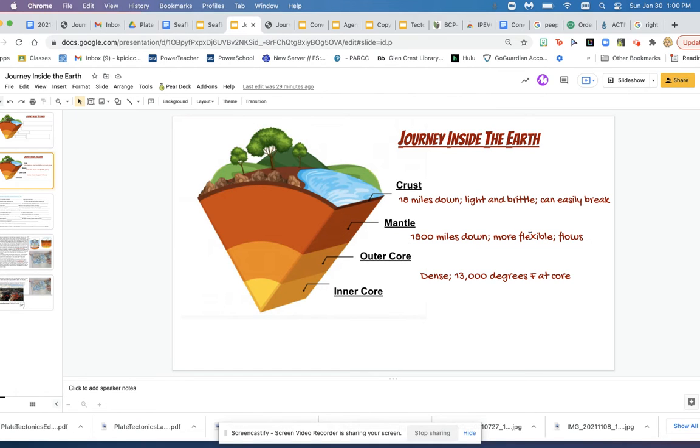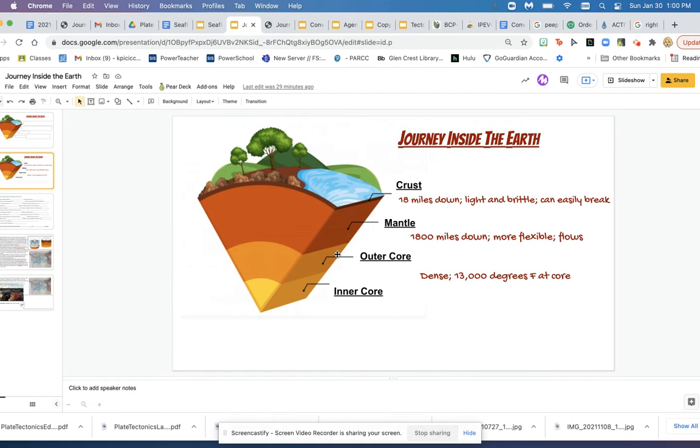And this is a little bit more flexible. This area flows a little bit more, and we'll talk a little bit more about why that happens. And then we have the outer core and the inner core. The inner core is very dense, which means it's very hard. It is 13,000 degrees Fahrenheit at the core, which is hotter than the intensity of the rays coming off of the sun.